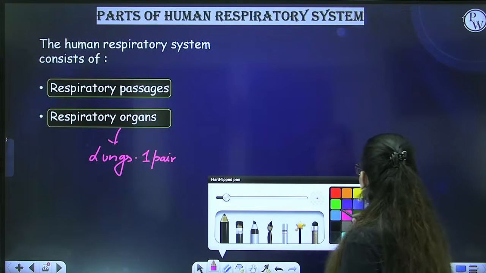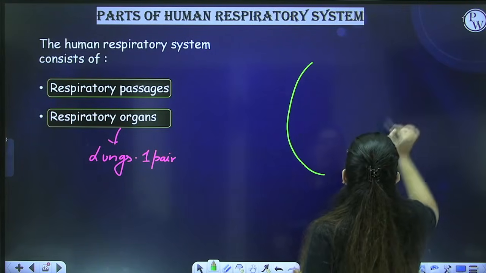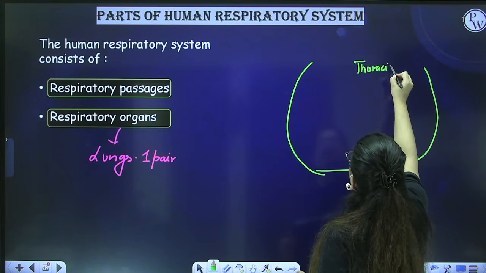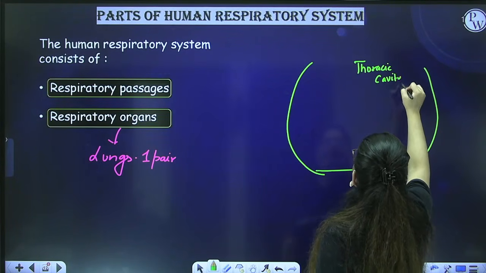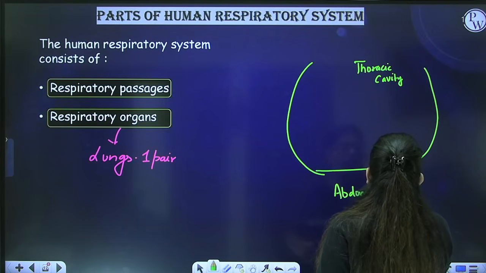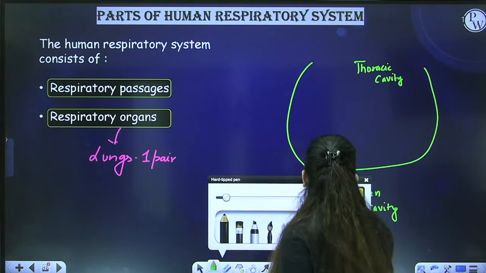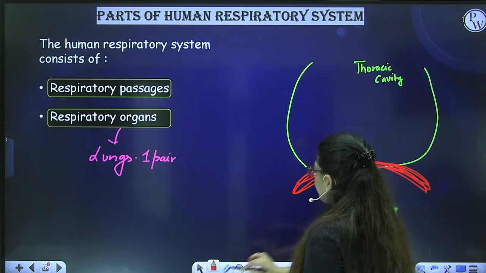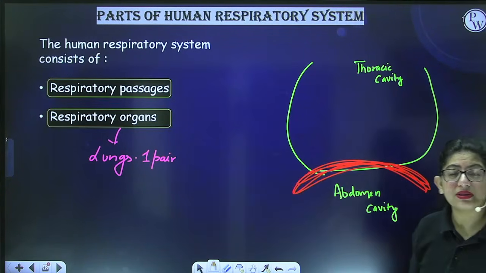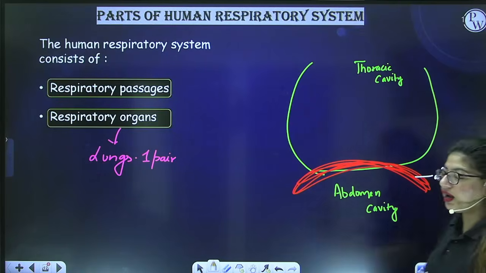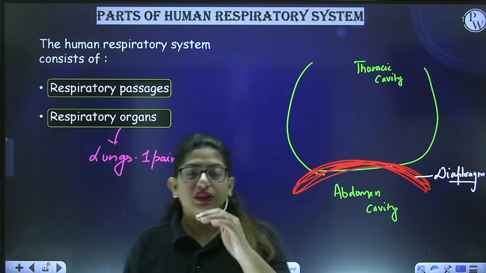If I talk about the lungs, where are they present? This is a chamber, a thoracic chamber or thoracic cavity. And this is the abdominal cavity or abdomen. How do you demarcate the thoracic cavity and abdominal cavity? You demarcate it with the help of this flap-like structure known as the diaphragm. The diaphragm is a muscular flap, guys, and this muscular flap helps in dividing the thoracic and the abdominal cavity.